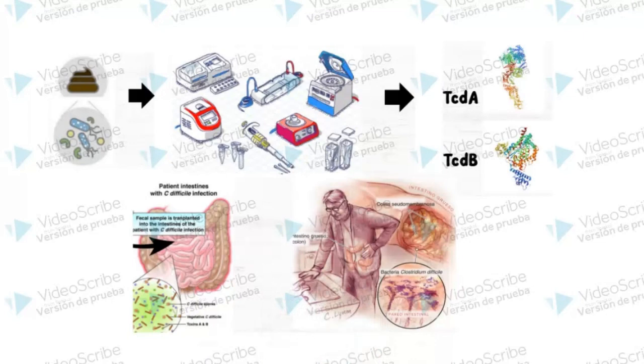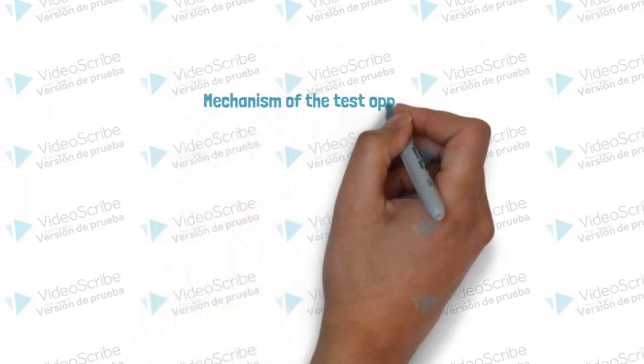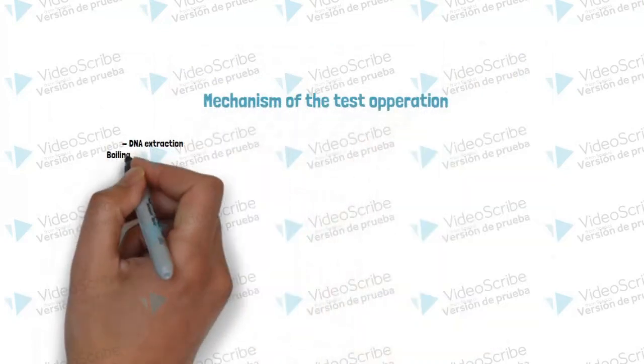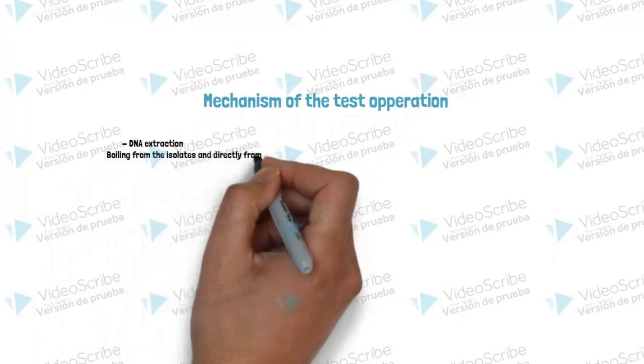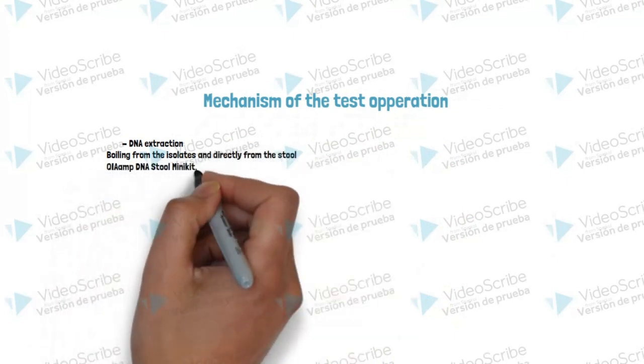It's important to get a sample when the patient has infectious activity to have less possibility of false negative results, and because of having a lot of microorganisms to get more DNA. The mechanism of the test operation begins with DNA extraction. DNA is extracted directly from the stool using the QIAamp DNA Stool Mini Kit. DNA binds specifically to the silica gel membrane while contaminants pass through.